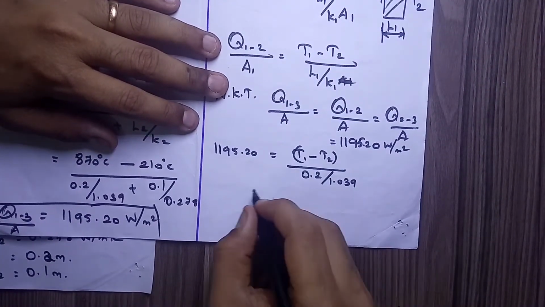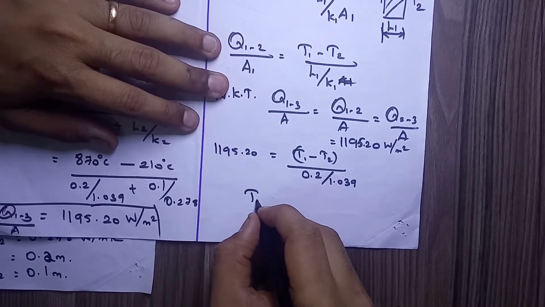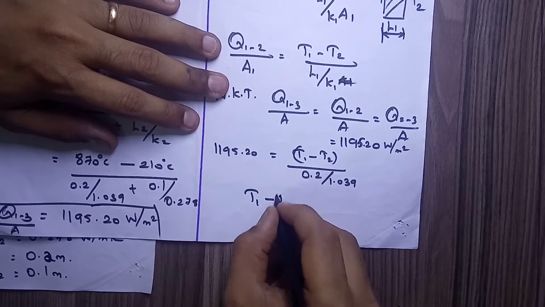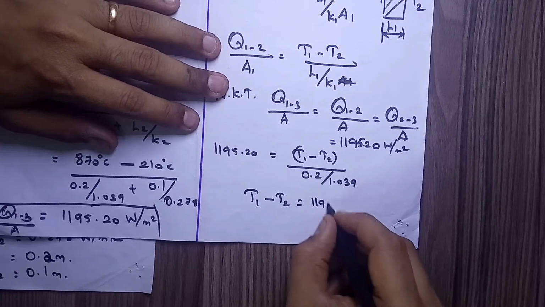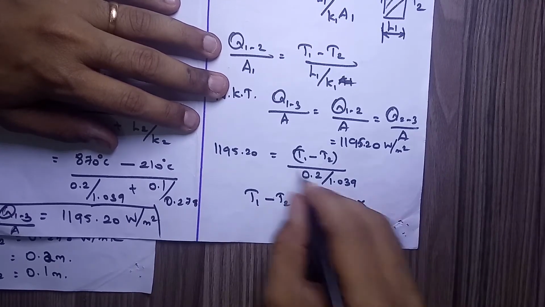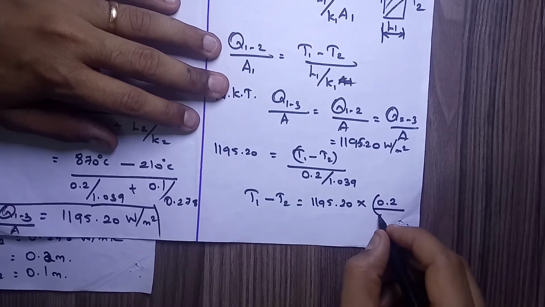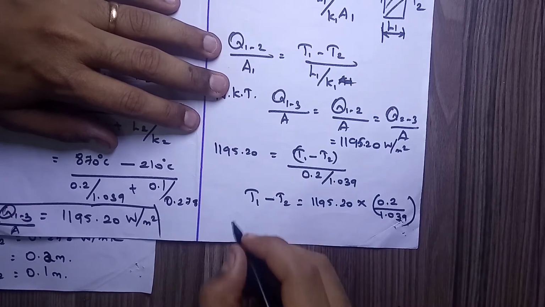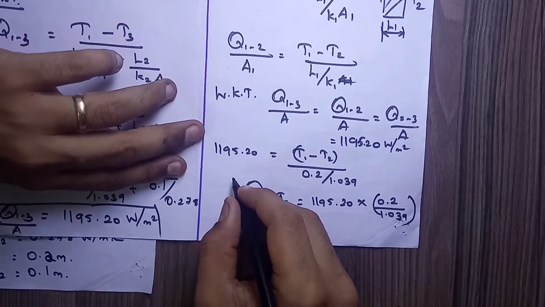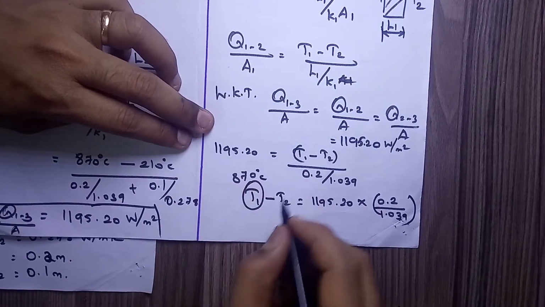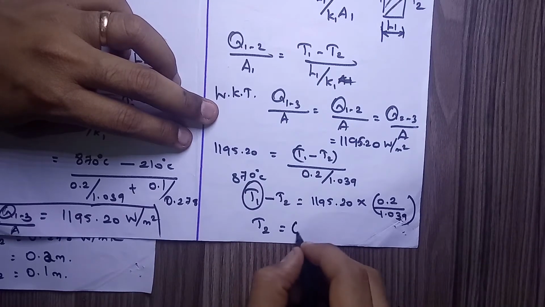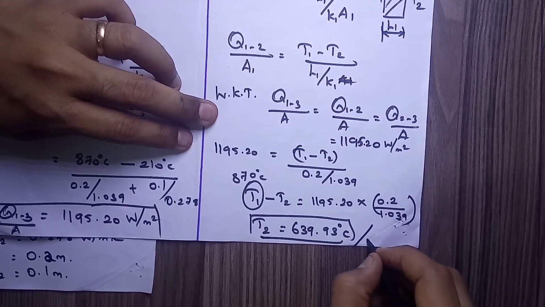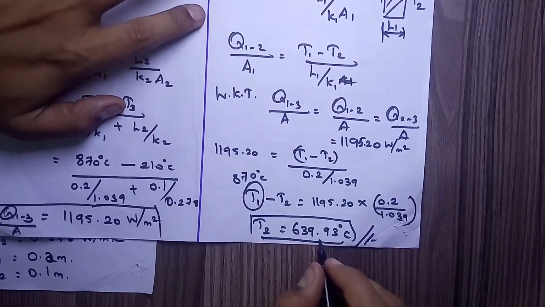So for T2, T1 minus T2 is equal to 1195.20 multiplied by 0.2 divided by 1.039. In the same way, substitute T1. What is the value of T1? Substitute 870 degrees Celsius. So finally you will get T2 equal to 639.93 degrees Celsius.